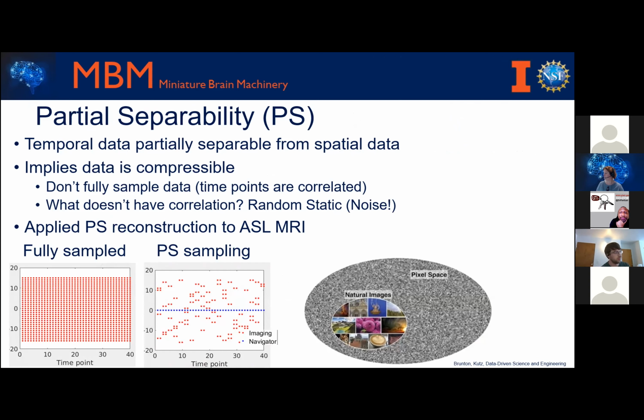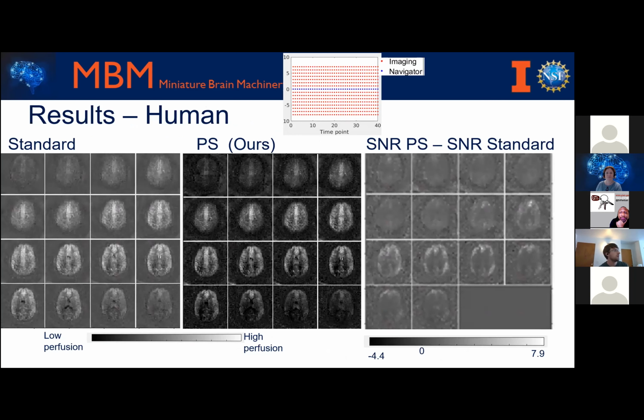So this also acts as a denoising procedure. And we applied the PS reconstruction to this ASL MRI for the fully sampled data acquisition, which is on the bottom left. And on the right is what we hope to achieve, partial separability sampling, which needs much less sampling and goes faster.